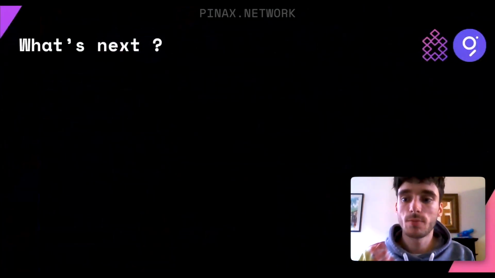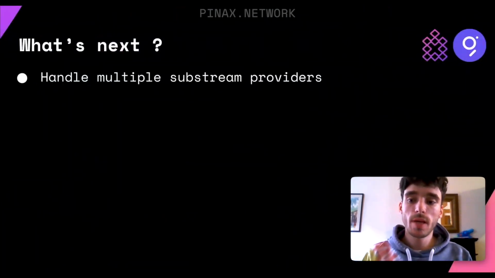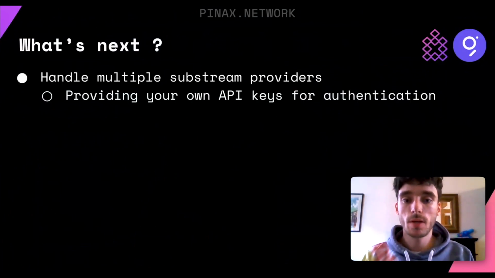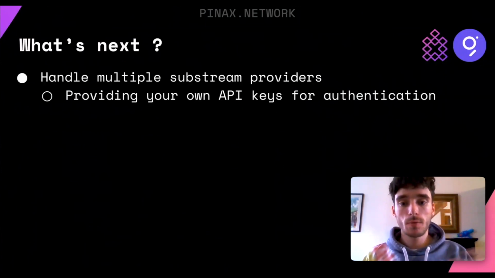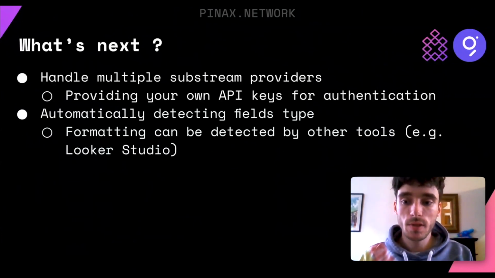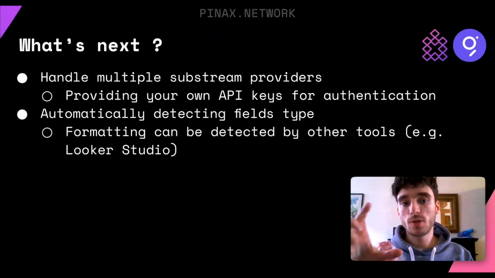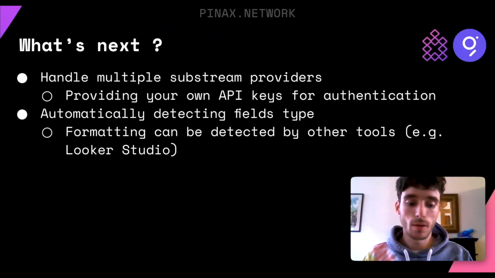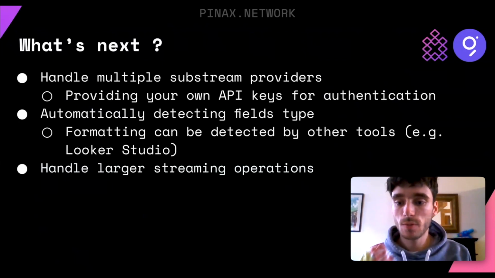So what's next for this project? The goal is to maybe handle multiple Substreams providers. Right now, we can only work with Pinax Substreams, but if we provide some other API keys, we can work with any Substreams provider, like Streaming Fast, for example. Also, we can automatically detect the field types, so the formatting can be detected by other tools like Looker Studio. So you saw me briefly change the format of the block numbers to number. We can do that automatically in the next versions of this project.